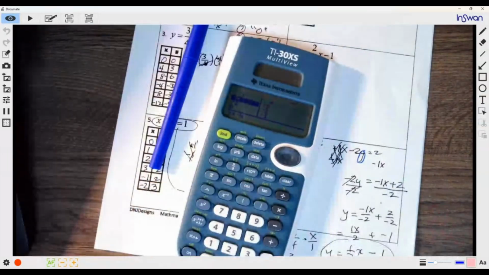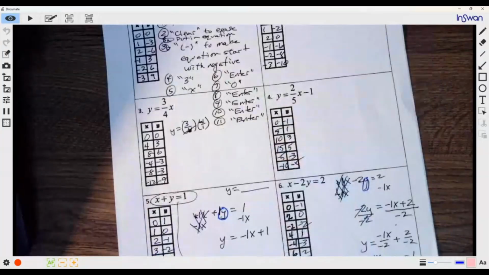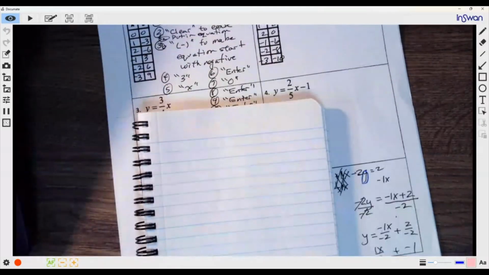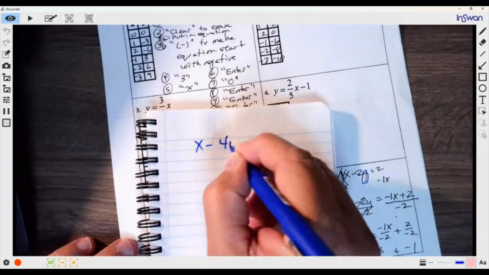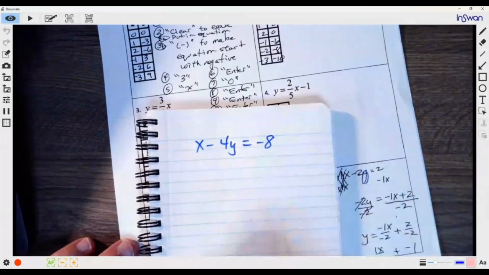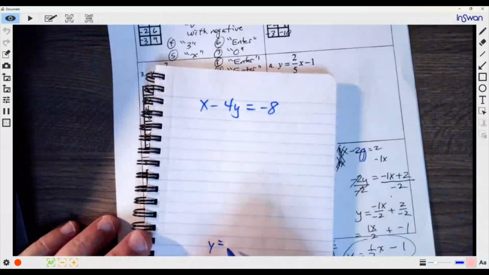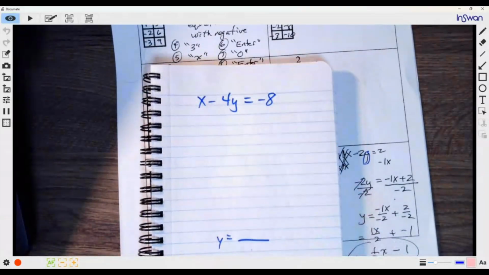All right, I want you to do just the setup. Change this equation into y equals. Change that equation into y equals.